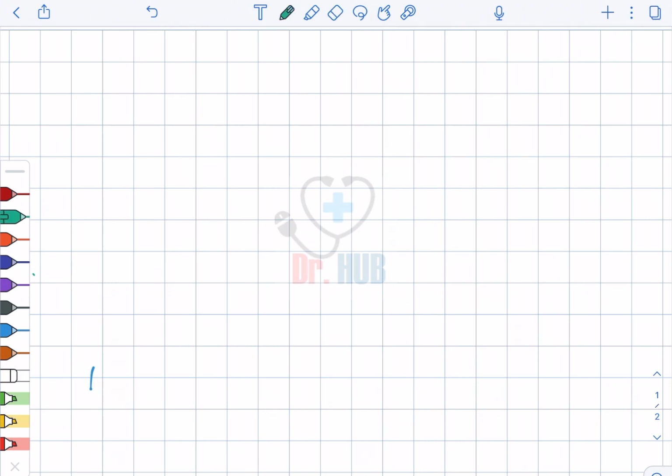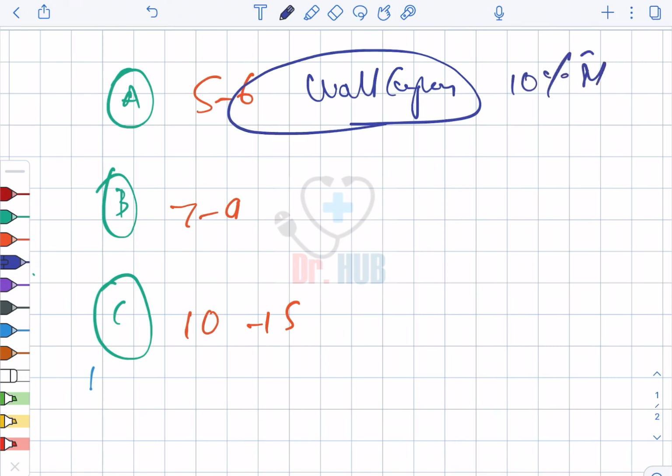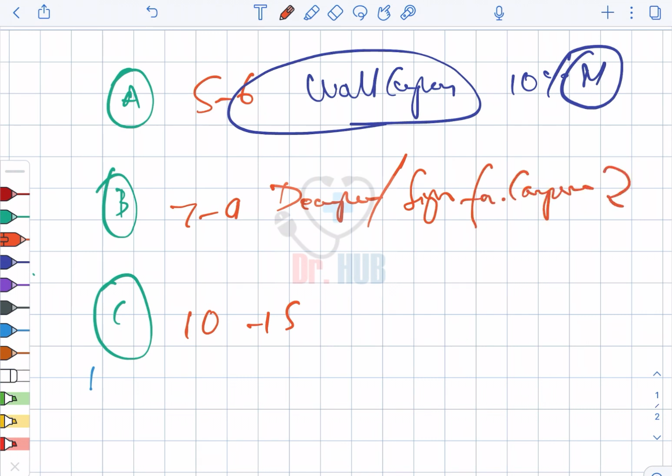Now looking at what these scores indicate, in case of class A, B and C. Class A refers to 5 to 6 points, class B refers to 7 to 9 points, and class C refers to 10 to 15 points. Class A, 5 to 6 points, means well compensated, with about 10% mortality. Class B, 7 to 9 points, is decompensated with significant functional compromise, and about 30% mortality.